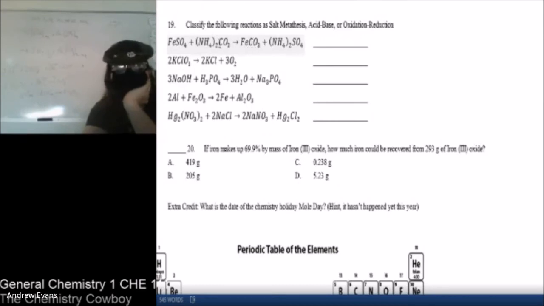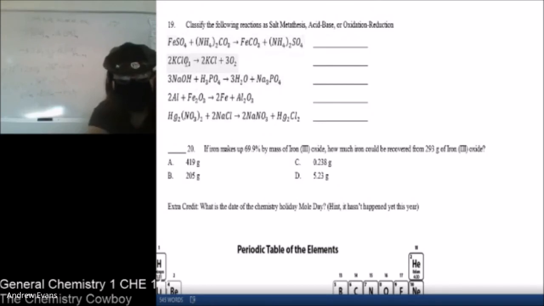I can cross-reference iron and carbonate on the table and say iron carbonate is a solid. Ammonium sulfate is not, but iron carbonate would be a solid. So this one falls into salt metathesis.